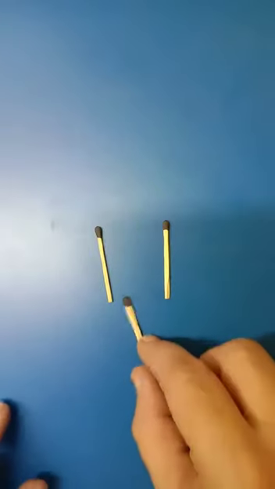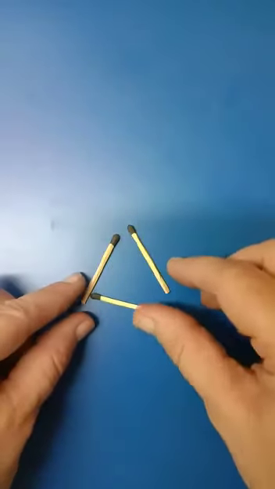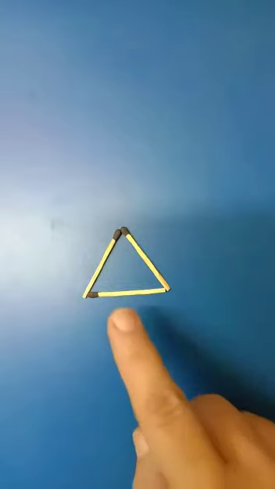So I can construct a triangle. Let us see how. This is how to construct a triangle with the help of 3 matchsticks. Of course these matchsticks are of equal length, so this is known as an equilateral triangle. By joining these 3 matchsticks we can get a triangle, and in the triangle 3 sides are equal. That's why this is known as an equilateral triangle.